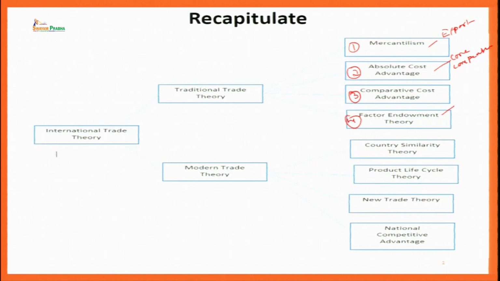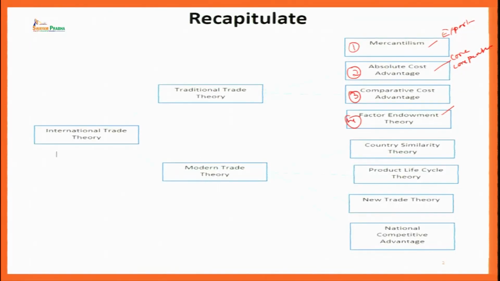Say for example, if you have maximum land, then go for production related to land intensive units like agriculture. If you have more labor, then go for labor intensive units. If you have more capital, then go for capital intensive units. So this is what the factor endowment theory talks about.